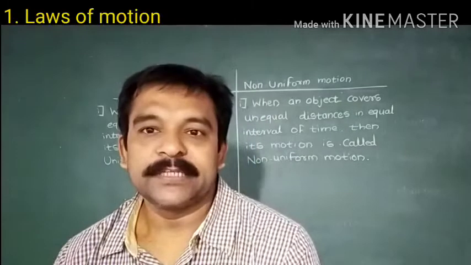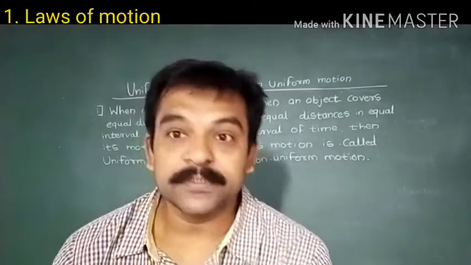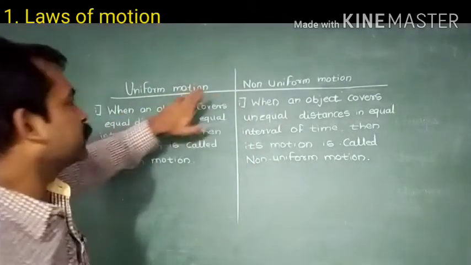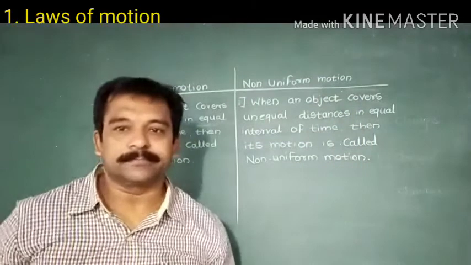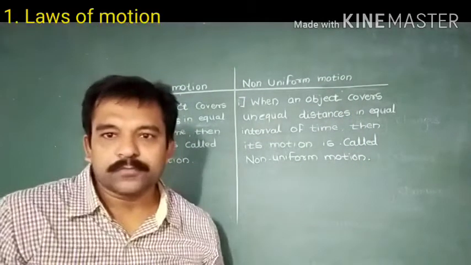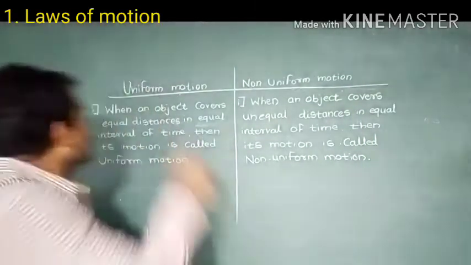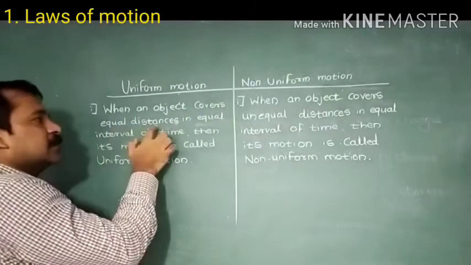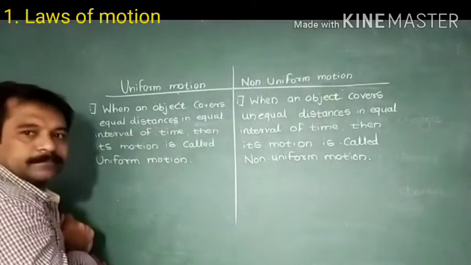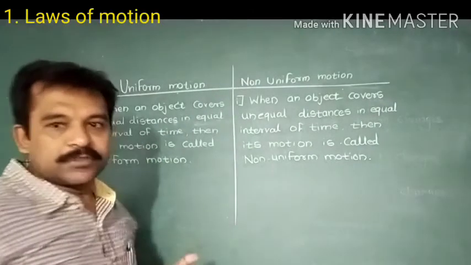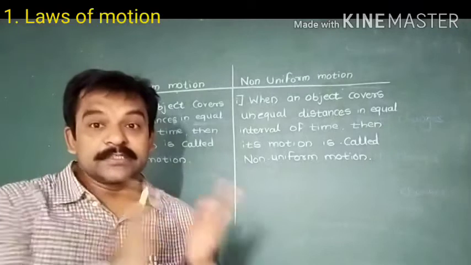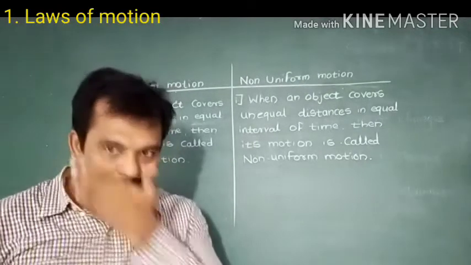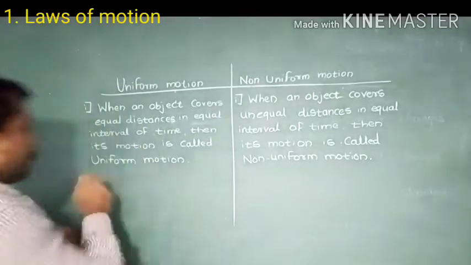So let's see next, again, differentiate between two terms, that is uniform motion and non-uniform motion. Now what is uniform motion? A motion in which an object covers equal distance in equal interval of time. Such a motion is called a uniform motion.